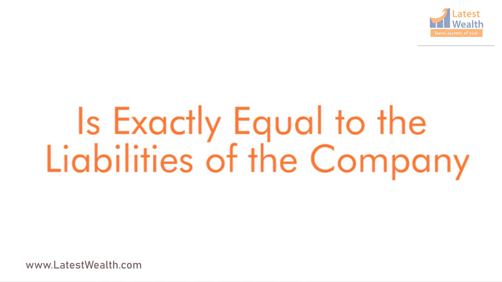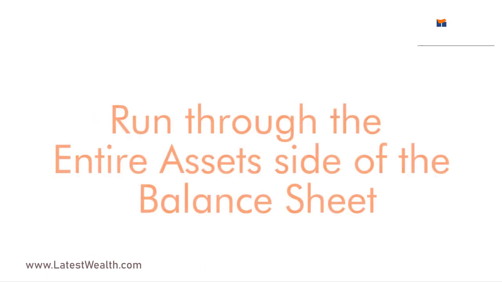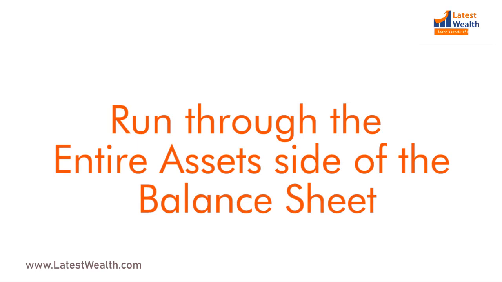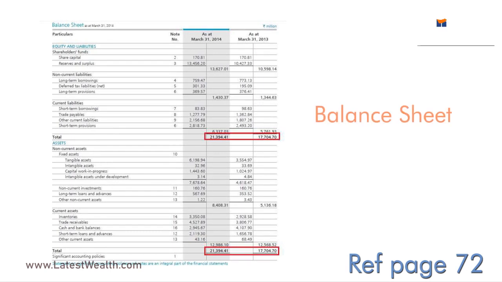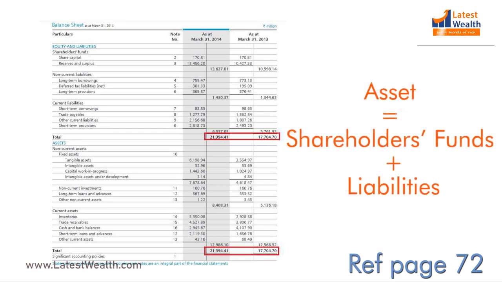With this, now we have gone through the entire asset side of the balance sheet, and in fact almost gone through what is what of the entire balance sheet. Now let us look at the entire balance sheet once again. Refer page number 72 of the annual report. Just look here. Now you can see above, the balance sheet equation holds true for ARBL's balance sheet. Assets equal shareholders funds plus liabilities.